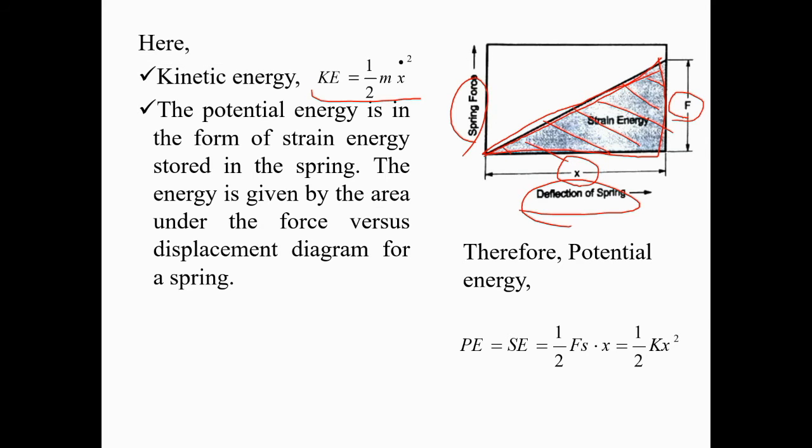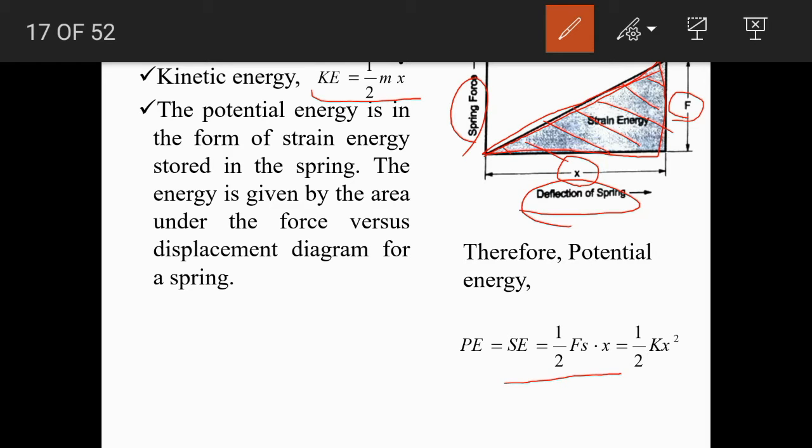We already know the spring force is nothing but K into X. So finally, strain energy could be given by 1/2 height into base. Here the height is the spring force and the base is X. Now, instead of spring force we can write K into X, stiffness into linear deflection. So ultimately strain energy would be given by 1/2 kx square.